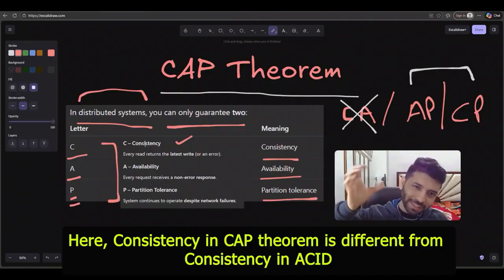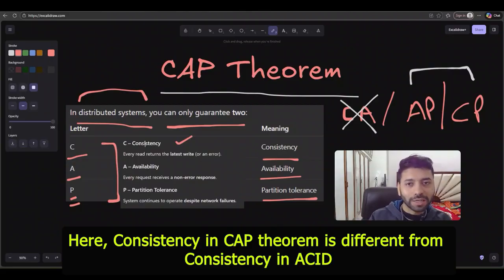In ACID properties, C was more about the constraints for the consistency check that you can apply, something like the money in the bank should be greater than 0 before you can make a transfer, right? Or you apply constraints like not null or unique or any key related constraint, all such kind of things that you need to apply.